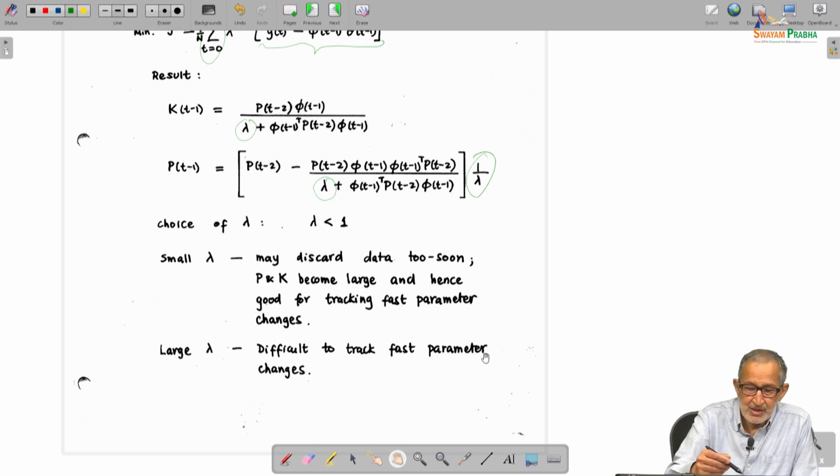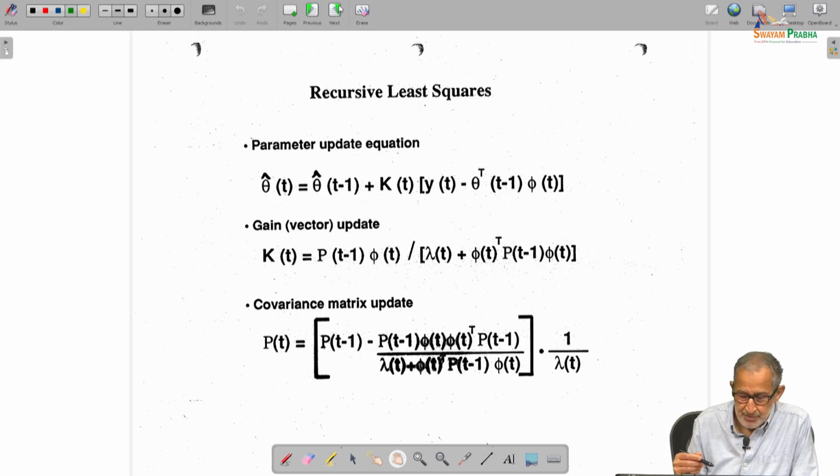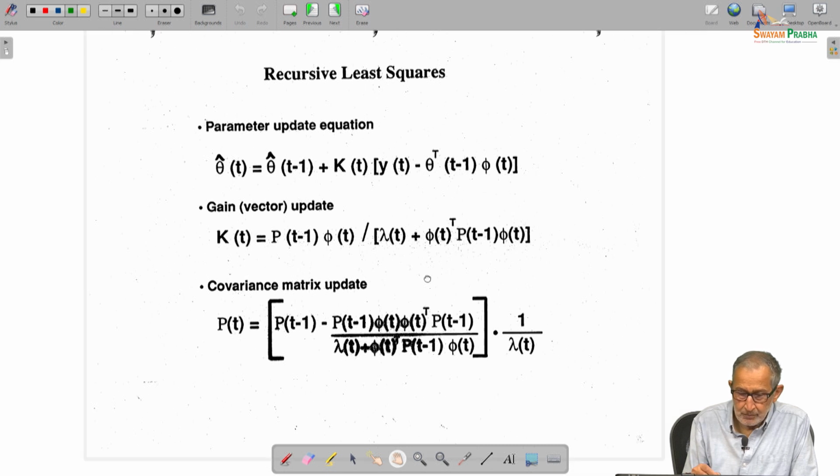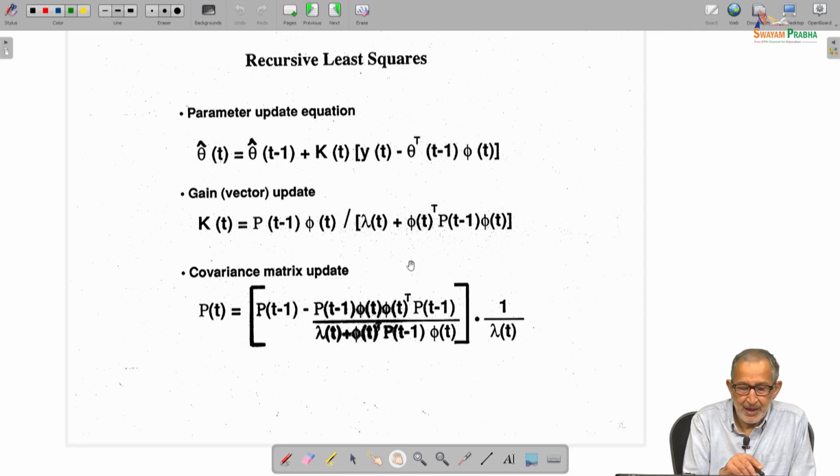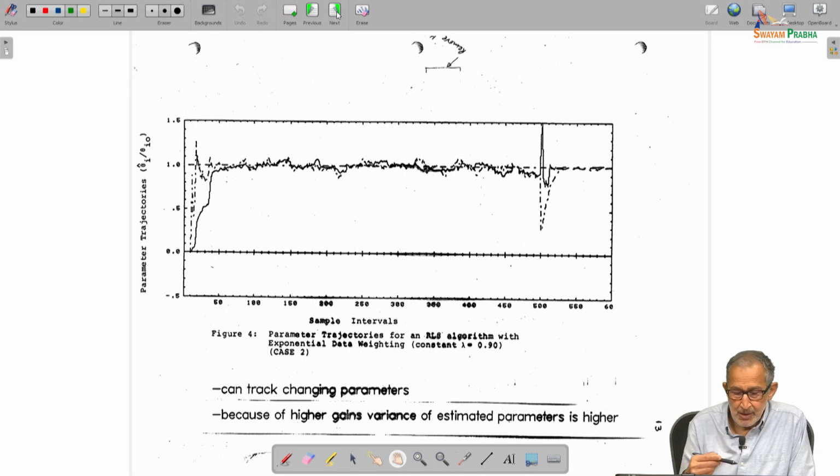So let's see how we can change this. The recursive law becomes theta hat t equals theta hat t minus 1 plus K times y minus phi transpose theta hat, and here is the gain update, and here is the covariance update with lambda as I showed you earlier. So here is the application with the choice of lambda equal to 0.9.